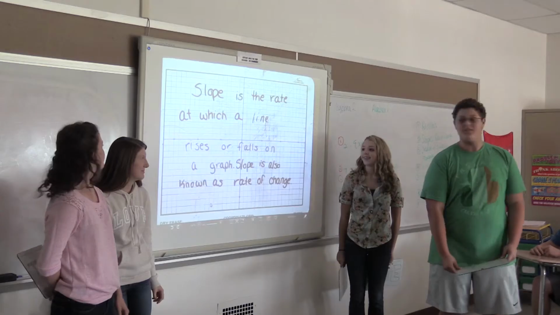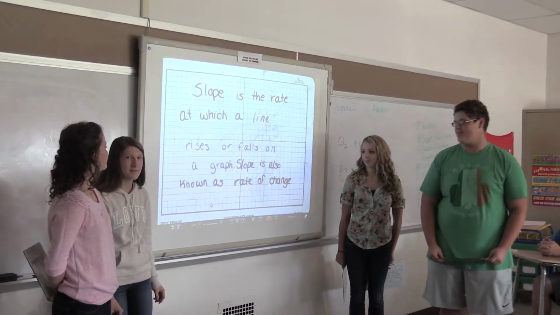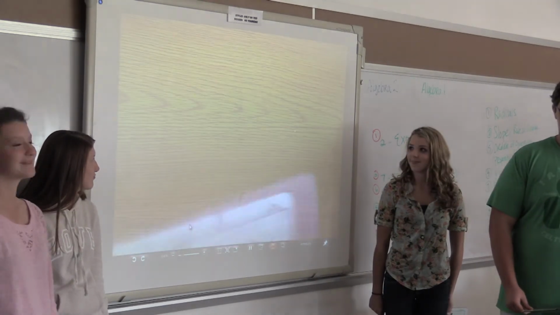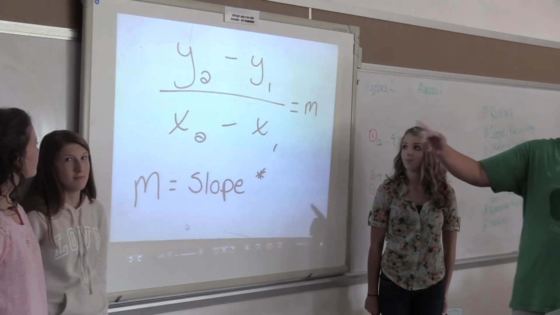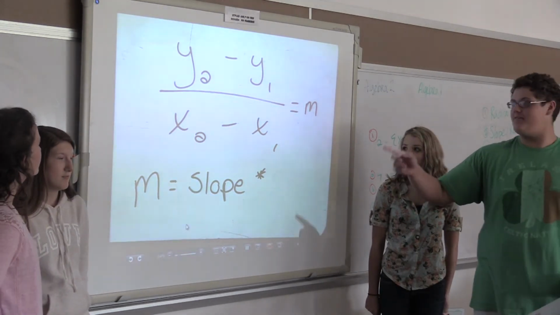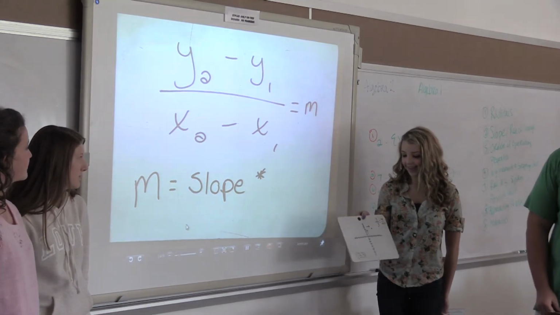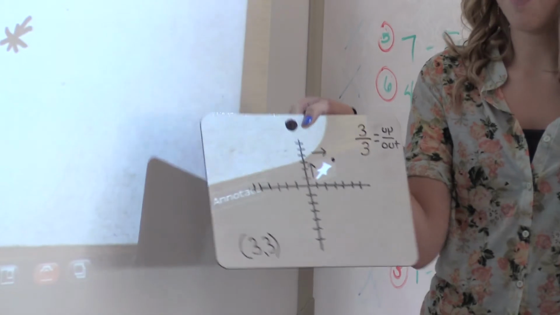That's about it. Slope is the rate at which a line rises or falls on a graph. Slope is also known as rate of change. The equation for slope is y2 minus y1 over x2 minus x1. This is an example of a graph with the coordinates 3, 3. You have to rise up and run out.